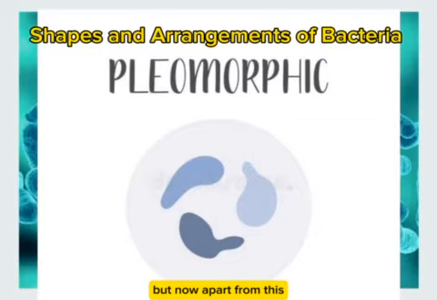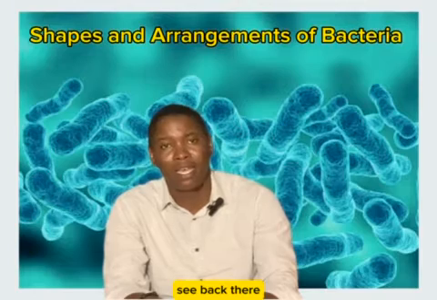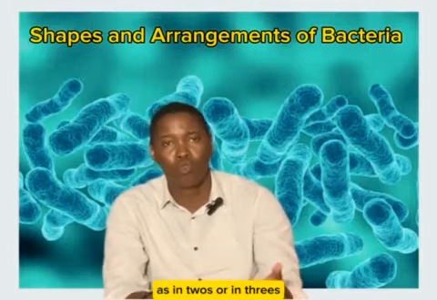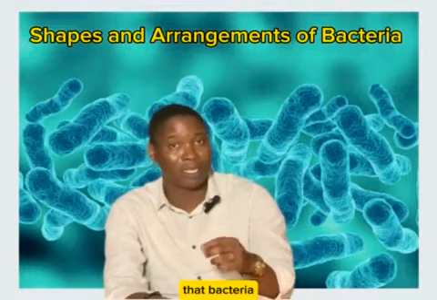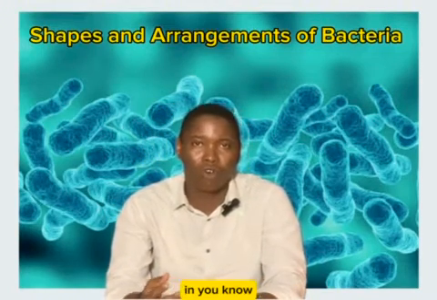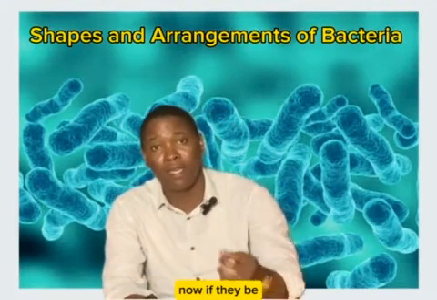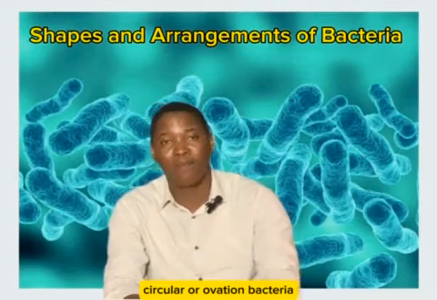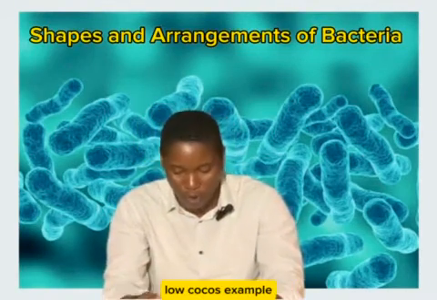Now, apart from the shape, bacteria dey also get arrangement. Sometimes you go see bacteria, e go appear as in twos or in threes or in fours. Many times, although that bacteria na unicellular organism, but sometimes e dey appear in company of another bacteria. They fit be two, they go appear together. Now, if they be circular or oval shaped bacteria wey appear in two, we dey refer to them as Diplococcus.